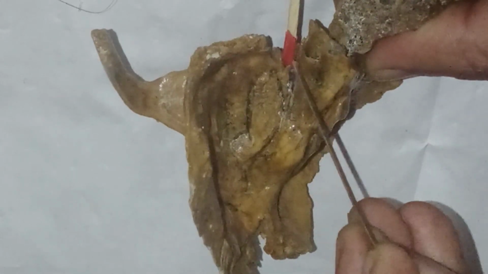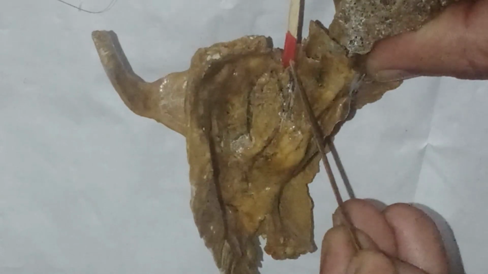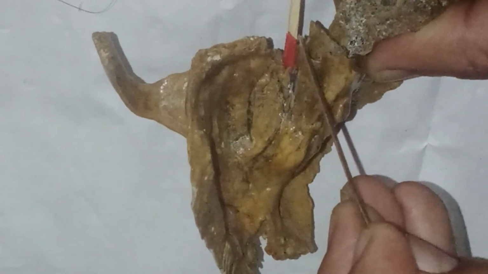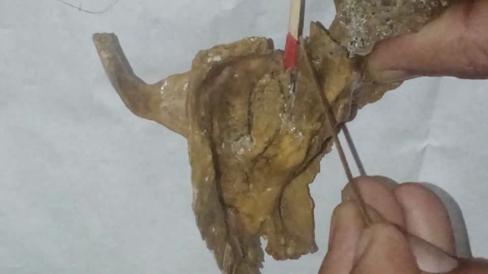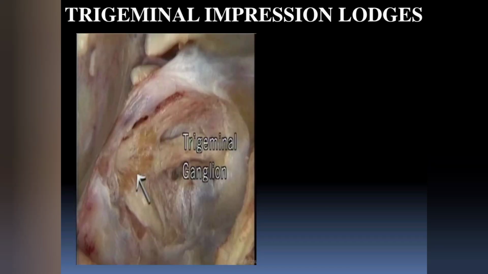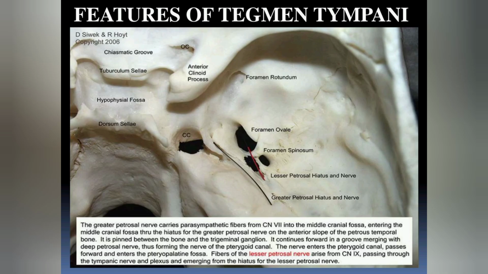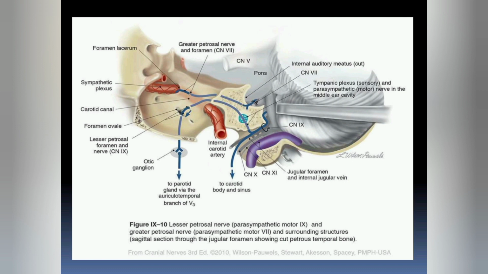The red color stick represents the canal for tensor tympani, and the white color stick represents the canal for auditory tube. Trigeminal impression lodges the trigeminal ganglion. Superior surface of tegmen tympani presents two grooves, groove for the greater petrosal nerve and groove for the lesser petrosal nerve. Greater petrosal nerve carries the secretomotor parasympathetic fibers of facial nerve to the lacrimal gland. Lesser petrosal nerve carries secretomotor parasympathetic fibers of glossopharyngeal nerve to the parotid gland.